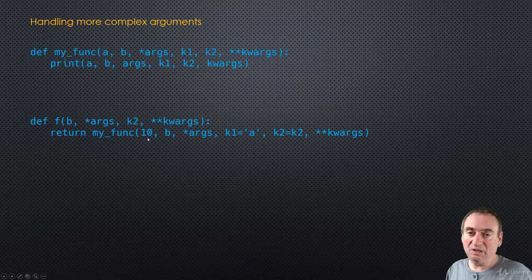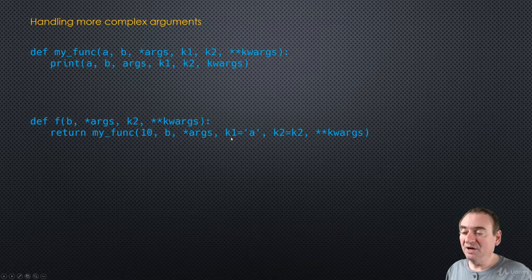So the first positional argument is going to go into the first positional argument. So 10 will go into a. b, which you'll notice is the first positional argument of f, is going to be passed in as the second positional argument of myfunc. Then star args, I'm just going to take star args as is and pass it here to basically star args as well.